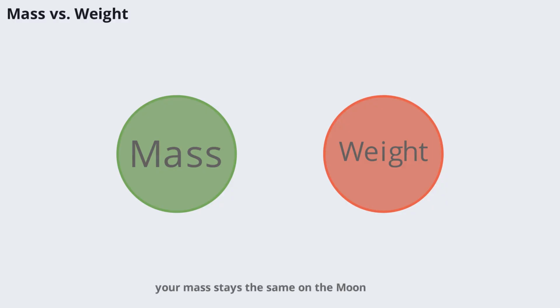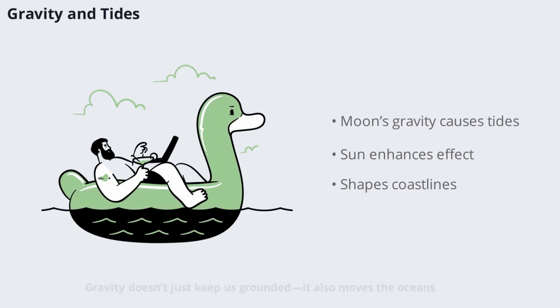For example, your mass stays the same on the moon, but your weight is much less because the moon's gravity is weaker. Understanding this difference is crucial for science, engineering, and everyday life. Gravity doesn't just keep us grounded, it also moves the oceans. The gravitational pull of the moon and the sun causes tides on Earth.